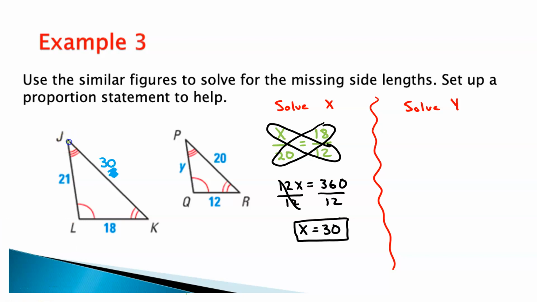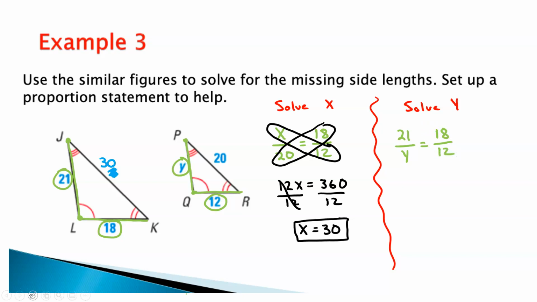I'm going to use from J to L. That's corresponding to P to Q. So I'm going to say 21 over y is equal to, and again, just match it up to another side. For this one, I'll use the bottom again. 18 over 12.